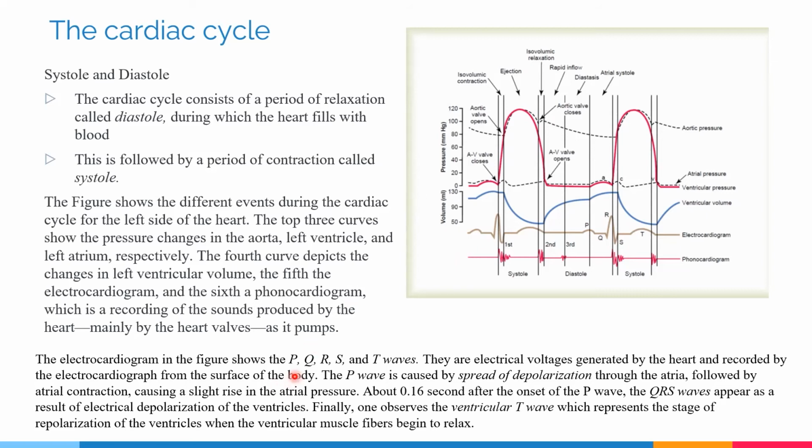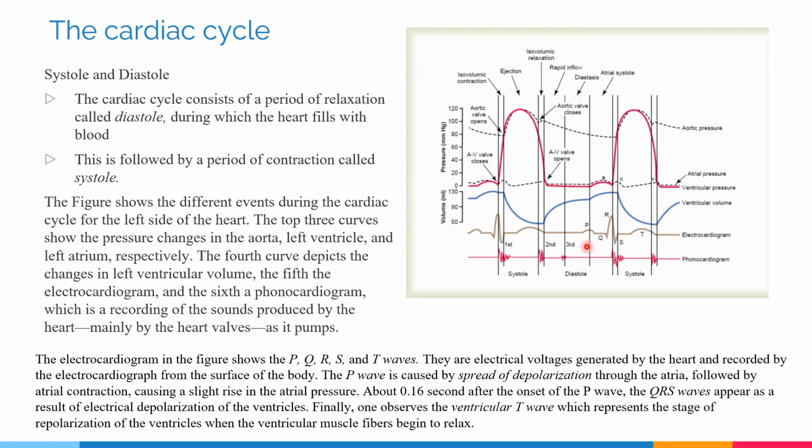It consists of the P, Q, R, S, and T waves, which are shown right here. These are actually electrical voltages generated by the heart and recorded by an electrocardiograph from the surface of the body. The P wave that is shown here is the spread of depolarization through the atrium, followed by atrial contraction, which causes a slight rise in atrial pressure.